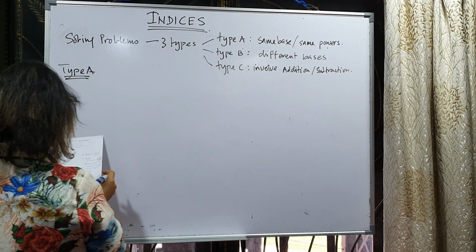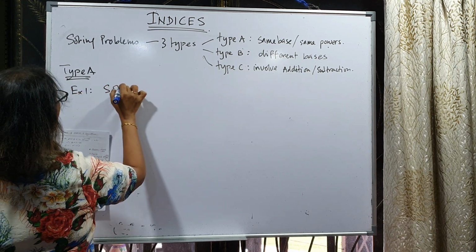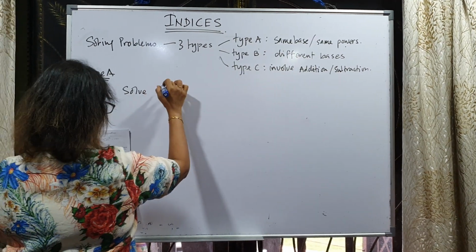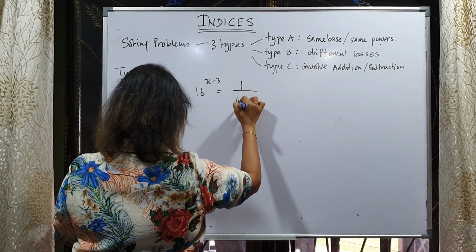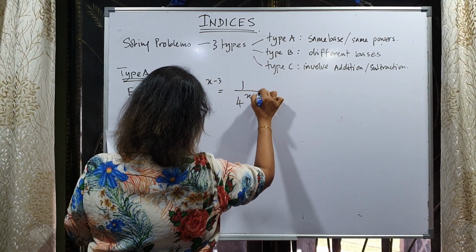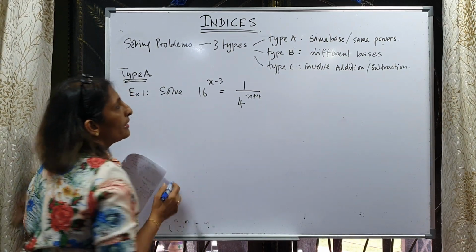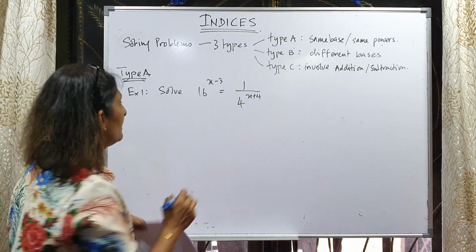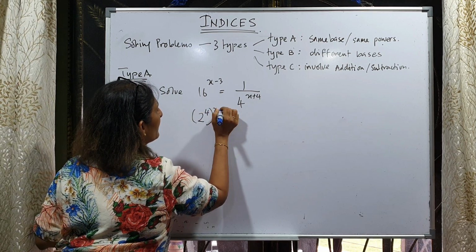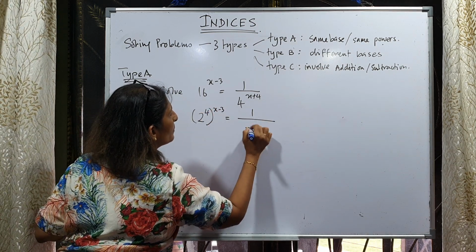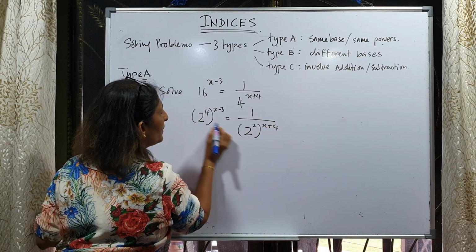Example 1. Solve 16 to the power of x minus 3 equals 1 over 4 to the power of x plus 4. This question, you have to look at the numbers 16 and 4. Can we change them to the same base? Yes, 16 is 2 to the power of 4, so we have 2 to the power 4 to the power of x minus 3. And the 4 is also 2 to the power of 2, with x plus 4. So you see now you have changed to the same base.